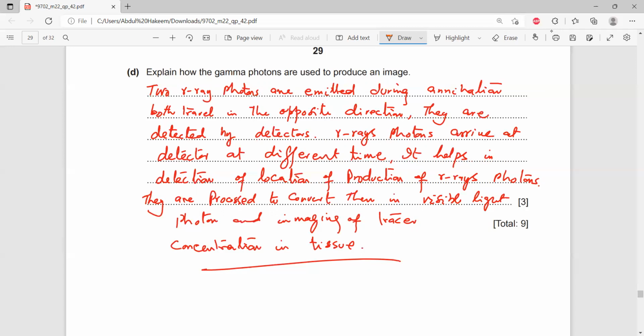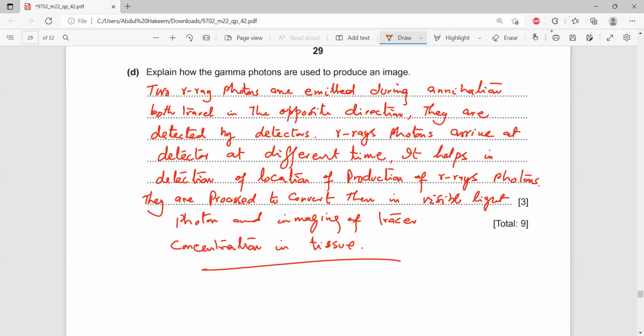The gamma photons arrive at the detector at different times. It helps in detecting the location of the production of the photons, meaning the point where there is a radioactive material which is emitting the gamma ray photons. So we can locate the radioactive tracer.